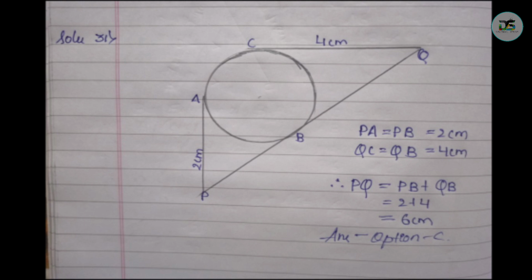So guys, we know that tangents from an external point to a circle are equal. So therefore, in the given figure, PA is equal to PB is equal to 2 cm and QC is equal to QB, that is 4 cm. Therefore, we need PQ. That is PQ is equal to PB plus QB. So PB is equal to 2 plus QB is equal to 4. Therefore, the answer is 6. So the right answer is option C, 6 cm. So let's go to the next question.